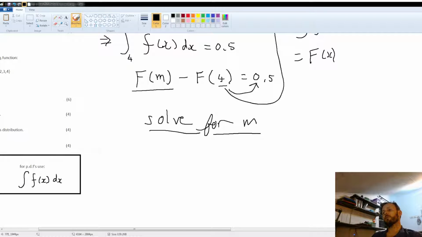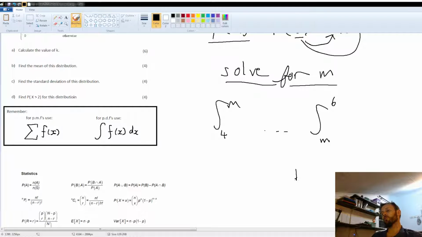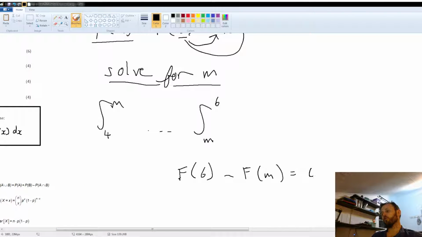Instead of using the integral from 4 to m, you could also use the integral from m to 6, because 6 is the upper limit, if I recall, yes. And so what you would end up with is F of 6 minus F of m equals 0.5, same thing. And you solve for m. You take your pick, okay.